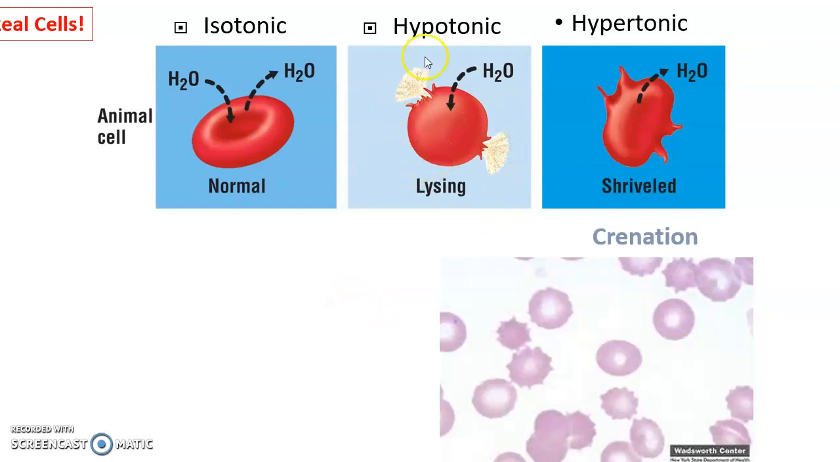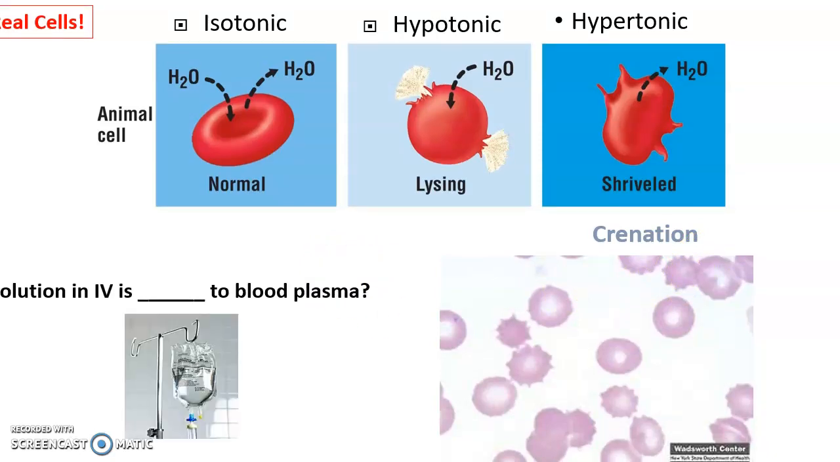If the red blood cell is in a hypotonic solution, a dilute solution, then more water will enter than leave, and the cell will swell and eventually lyse or burst, and that kills it. And if you put a red blood cell in a hypertonic solution, a very concentrated solution, water will be leaving the red blood cell, and that'll cause it to shrivel or crenate. So here are some pictures of red blood cells that have undergone crenation, have shriveled up.